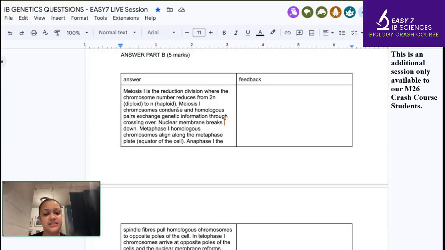Meiosis 1, chromosomes condense, and homologous pairs exchange genetic information through crossing over. Yes. Can you be more specific and tell me what process of meiosis 1, please? That would be perfect. That would be icing on the cake. So you could say prophase 1, the chromosomes condense, and the homologous pairs exchange genetic information.